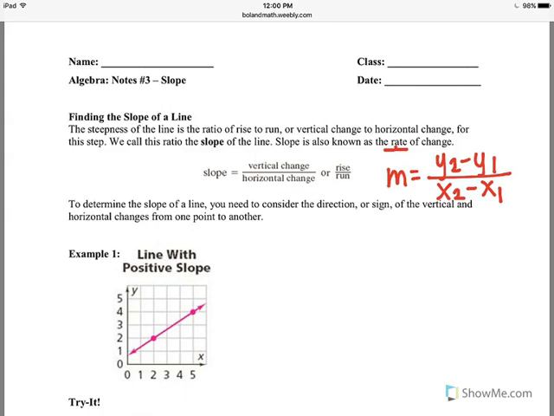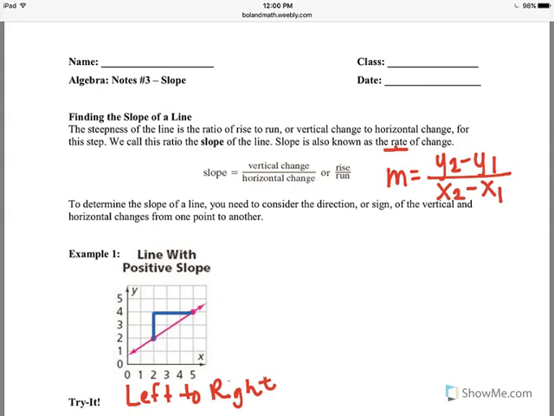Example one shows a line with a positive slope. We're just looking at how steep this is, and you can count on a graph. If you look at the line, you have two dots. All you're doing is counting the change. You're always looking at your graph from left to right, seeing how to get from the first dot to the next.